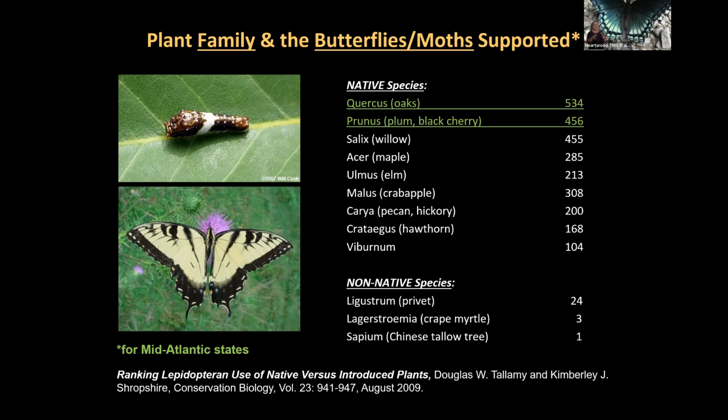He started looking at families of trees, and he said the oak family by far is used by most caterpillars, most butterflies and moths, right? They're laying their eggs on oaks. The next one was the plum species, the Prunus family. So black cherry and plum and things like that. So those butterflies and moths are laying their eggs on those plants, and the caterpillars are eating the leaves. So you can see, 456 species of butterflies and moths are using that family.